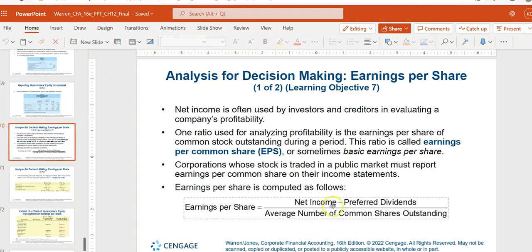Now, I can take my net income minus my preferred dividends and then divide it by my average number of common shares outstanding. That's to get my earnings per share. The reason being is because we only do this on common stockholders. We do not do this on preferred stockholders. So you want to go ahead and give the preferred stockholders their portion of the net income if we pay them dividends, and then the rest goes to the common stock.